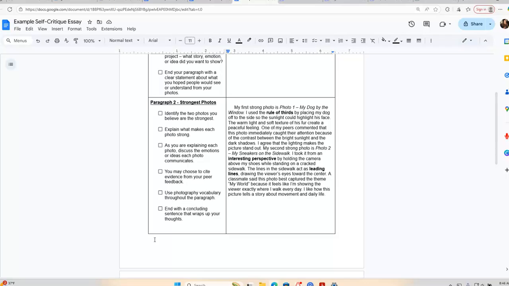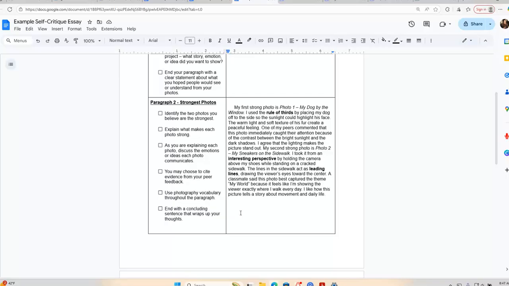My first strong photo is photo 1, my dog by the window. I used the rule of thirds, so there we're pulling in some of our vocabulary, by placing my dog off to the side so the sunlight could highlight his face. The warm light and soft texture of his fur create a peaceful feeling. One of my peers commented that this photo immediately caught their attention because of the contrast between the bright sunlight and the dark shadows. I agree that the lighting makes the picture stand out. My second strong photo is photo 2, my sneakers on the sidewalk.